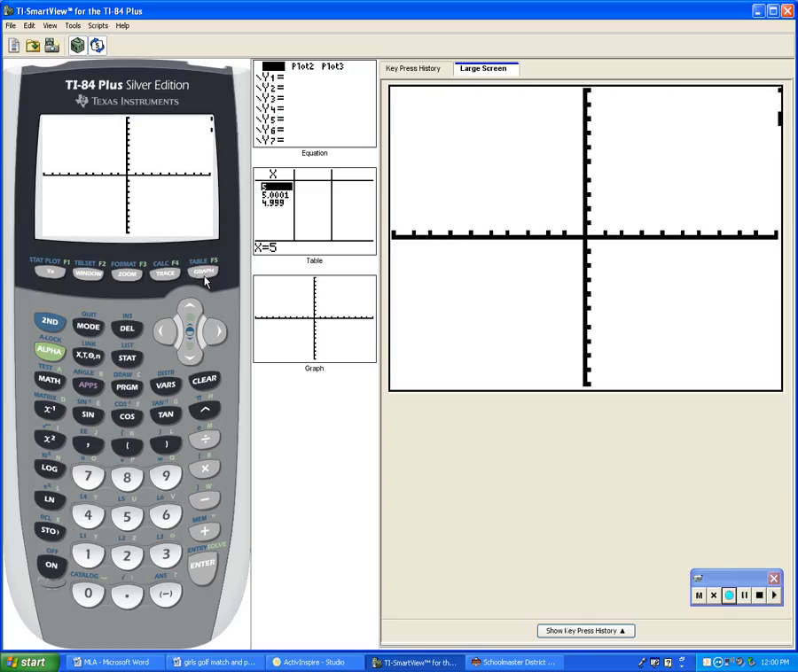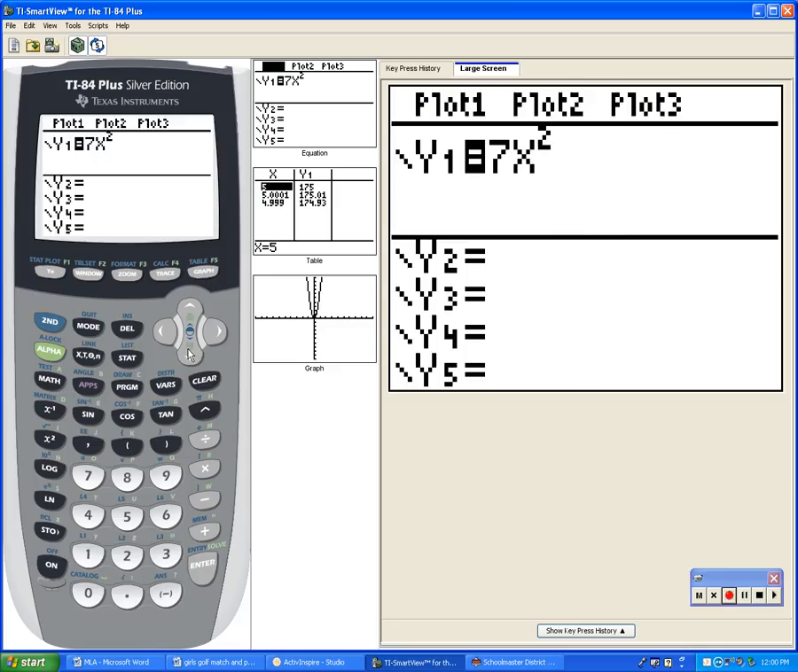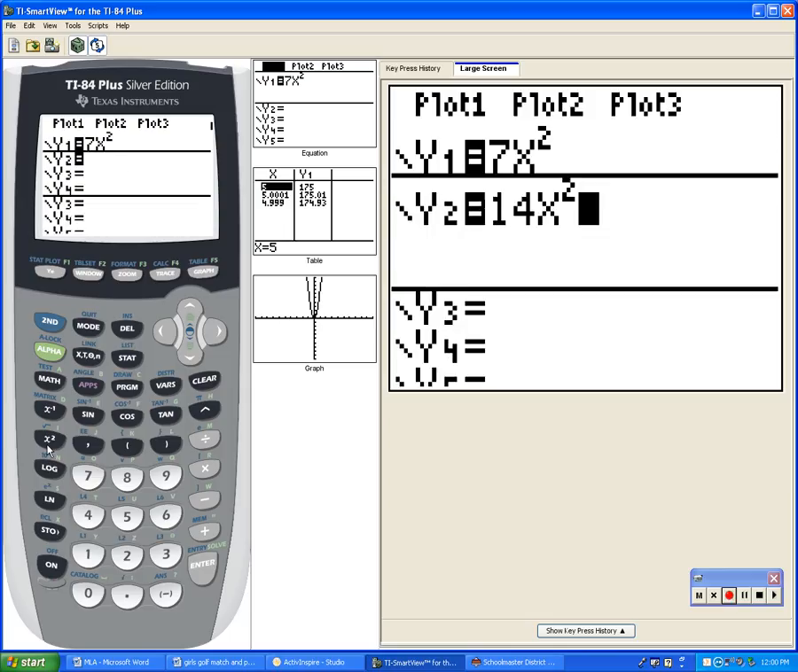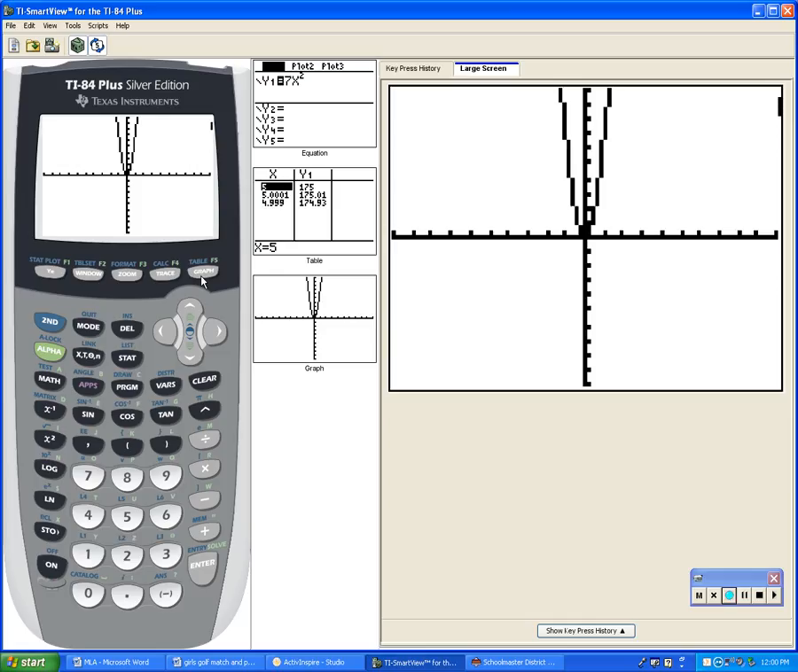Then here's what the graph looks like. Okay, so there's my parabola, y equals 7x squared. Now let's change that number and see how that affects the parabola. So he says let's go with 14x squared. Okay, and how do you notice that my new one is different from the old one?